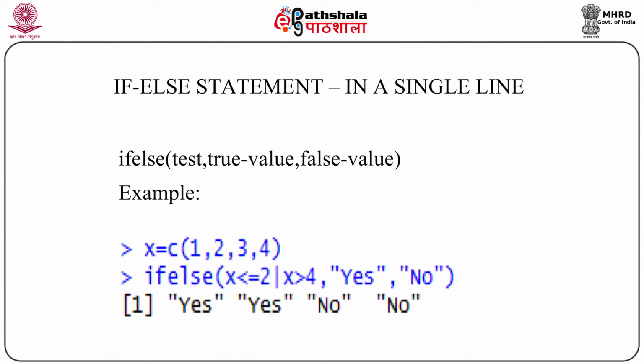Now consider this example. This will help you to understand the thing clearly. The same x is taken here. Now just put the things following the syntax of ifelse, like put x less than or equal to 2 or x greater than 4 in the place of test, then put yes as the true value and no as the false value. This way, we are actually getting the same result as the previous one, but with minimal effort.